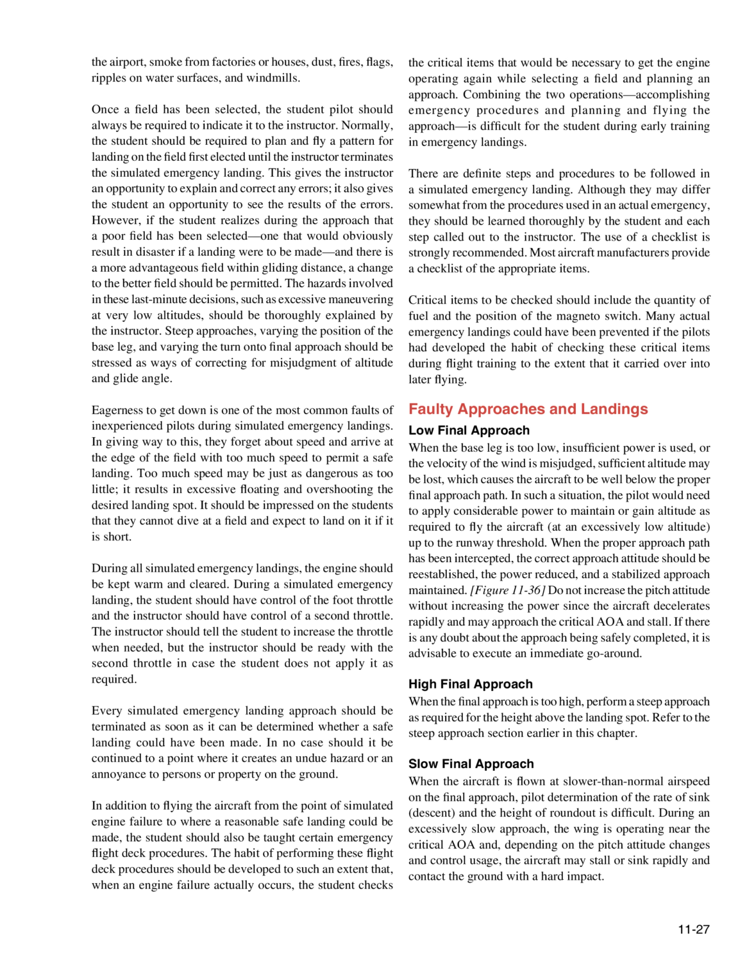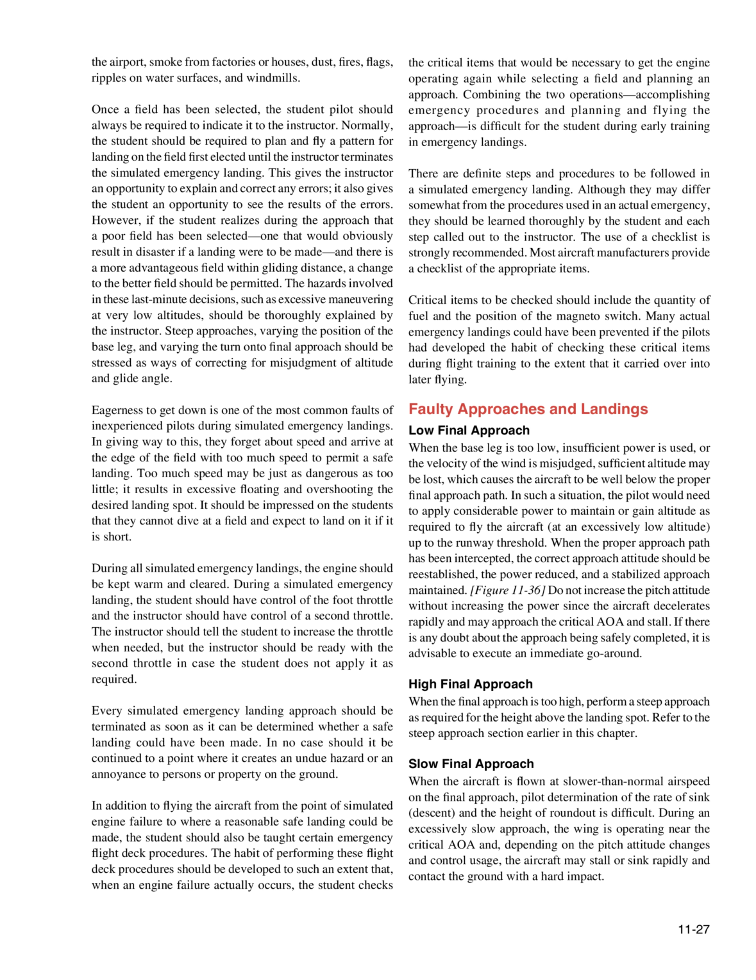In such a situation, the pilot would need to apply considerable power to maintain or gain altitude as required to fly the aircraft, at an excessively low altitude, up to the runway threshold. When the proper approach path has been intercepted, the correct approach attitude should be re-established, the power reduced, and a stabilized approach maintained. Do not increase the pitch attitude without increasing the power since the aircraft decelerates rapidly and may approach the critical AOA and stall. If there is any doubt about the approach being safely completed, it is advisable to execute an immediate go-around.